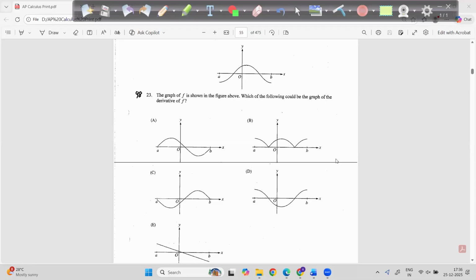Sir, A, sir. So once explain. A option. Sushant, please tell me your logic. How did you do this?